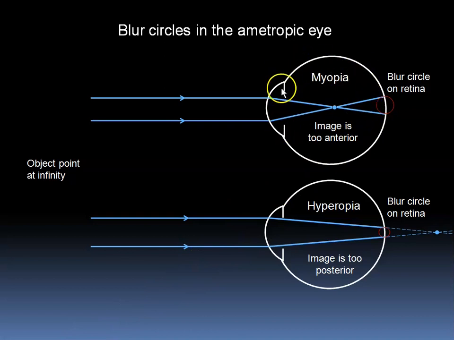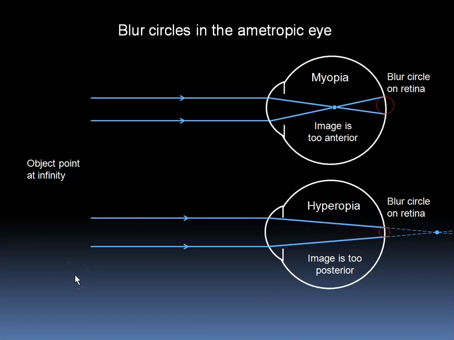This is the myopic situation. In the hyperopic situation, the image rays would be focused behind the retina if the retina were not there. However, they are blocked and intersected by the retina to form a blur circle. So either myopia or hyperopia will result in a blur circle on the retina.